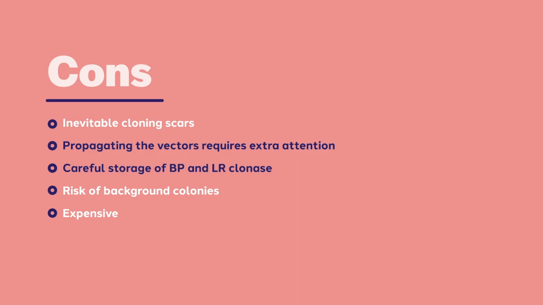Also, unlike restriction enzymes, which are generally stored at -20 degrees Celsius, the BP and LR clonase enzymes should be stored at -80 degrees. The product literature suggests -20 or -80 is okay, but anecdotal evidence suggests storage at -80 degrees extends the shelf life and the activity of the enzyme.